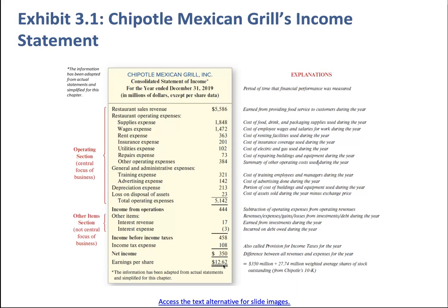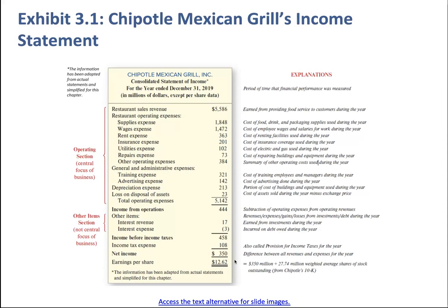EPS helps us compare across different companies. For example, both Chipotle and a small company earn $350. They earn the same money, but Chipotle has 3,000 shares outstanding versus the small company, which has only 2 shares, say owned by 2 different shareholders. When you calculate Chipotle's EPS, it's $12.62. But for that small company, each shareholder earns $175 for that particular share. It's much higher than 12.62.